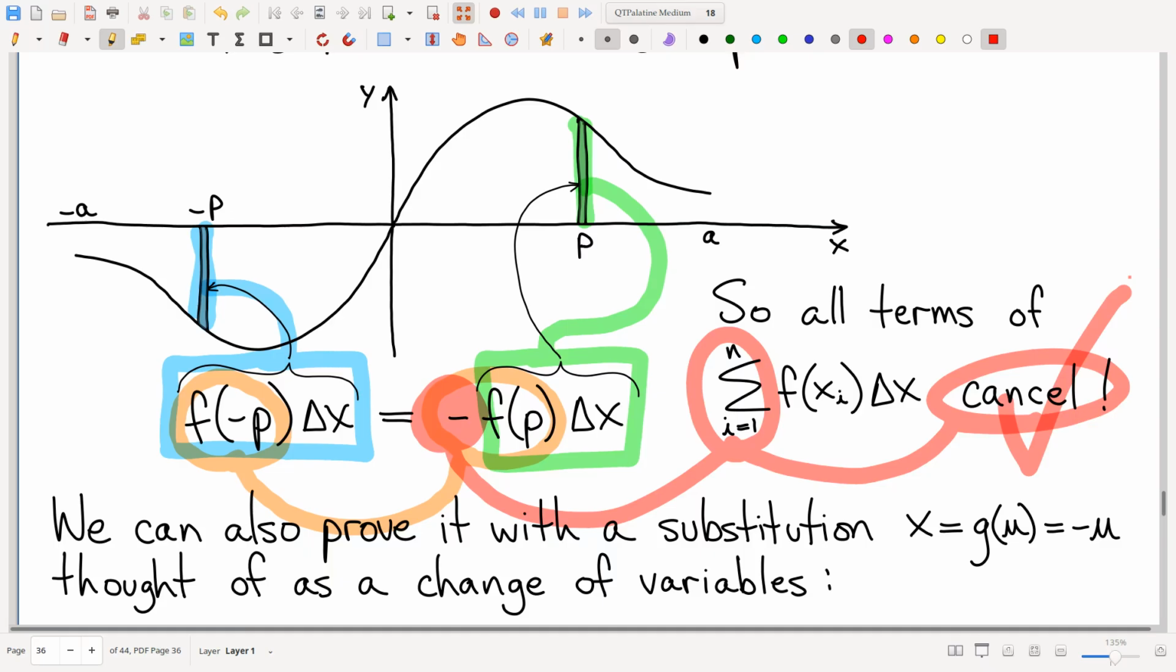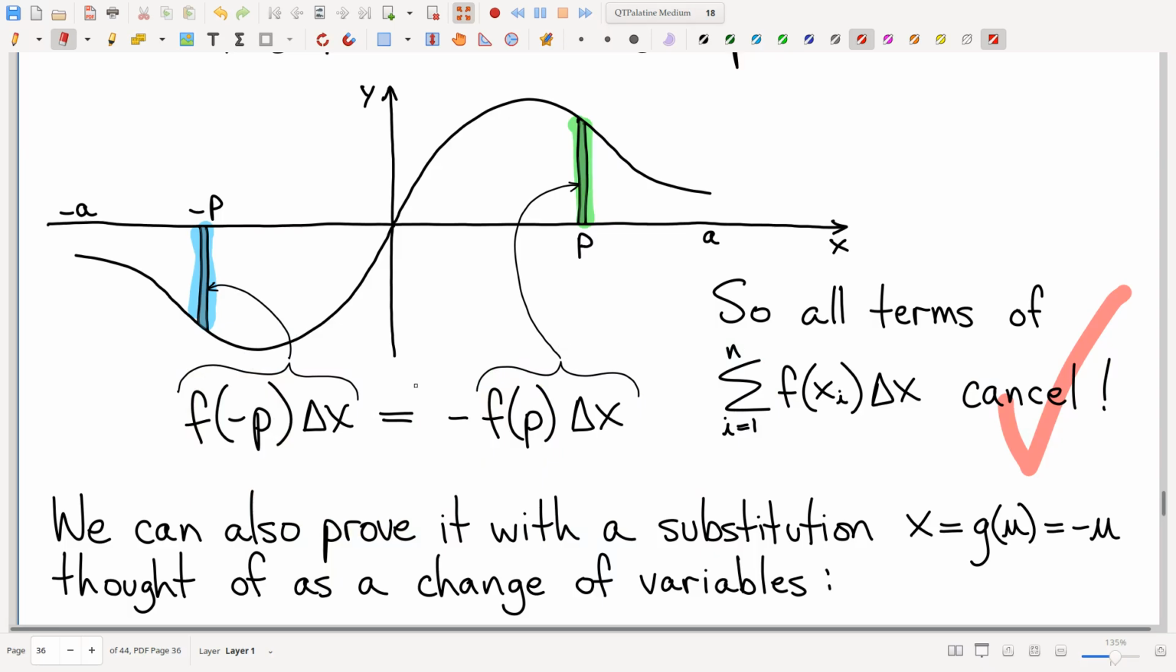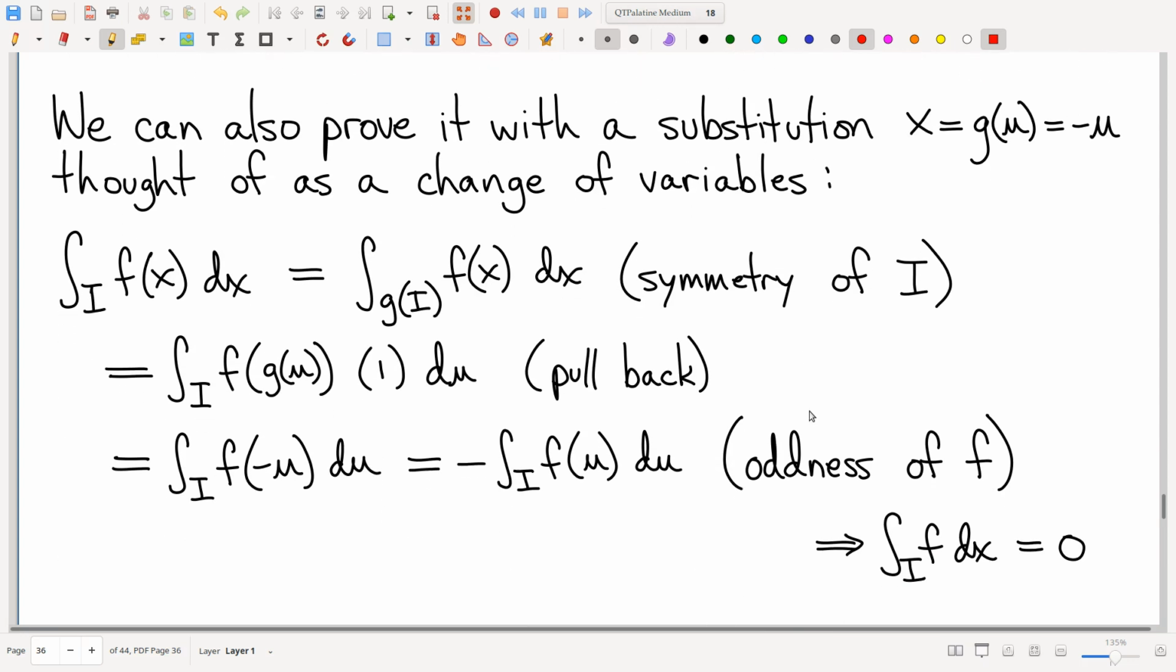So what I've given you here is just an algebraic version of the same thing, just thinking of it in terms of the Riemann sum instead of areas. Okay. Now, for whatever it's worth, you can also prove this with a substitution. I'm not going to go through this algebra, but I think it is a good exercise, and I hope you'll take a look at this. It's no Riemann sums required at all.